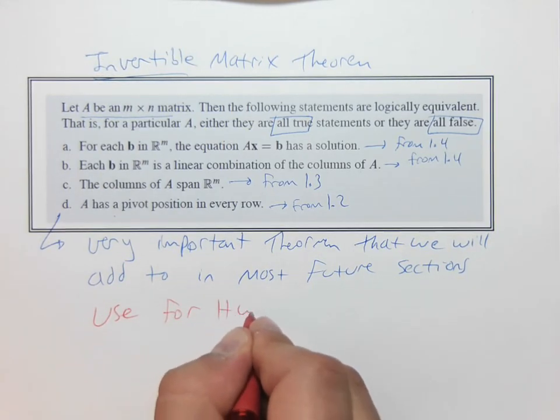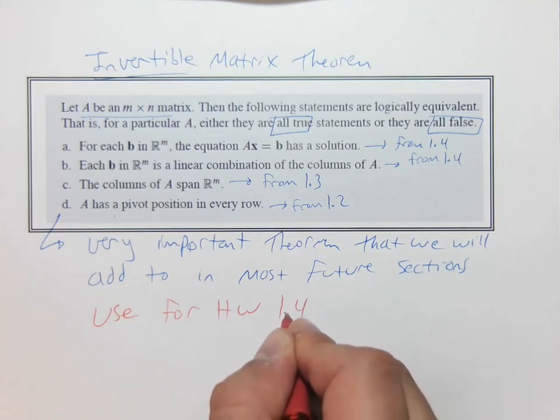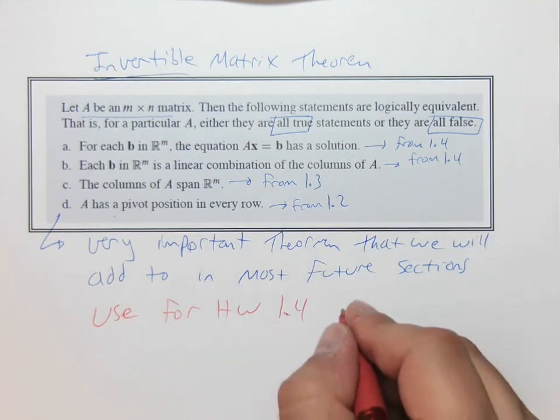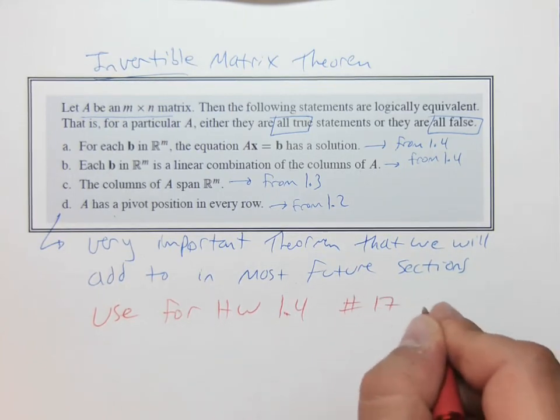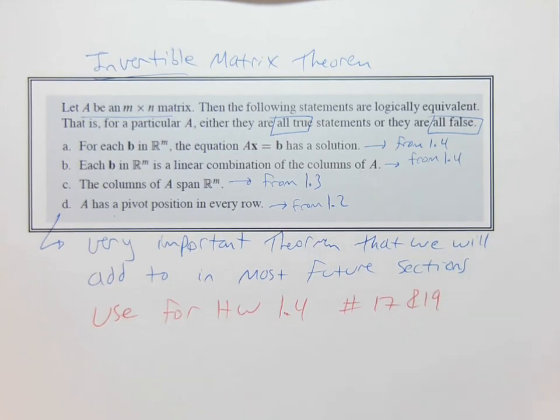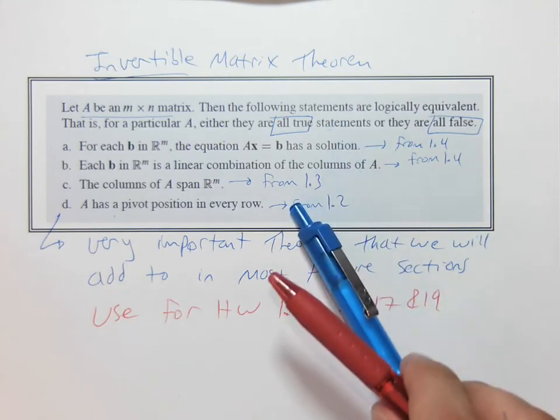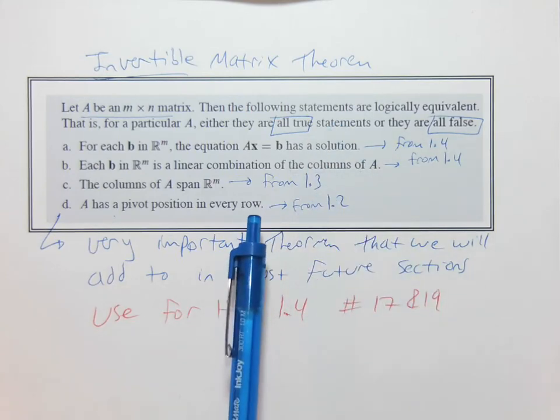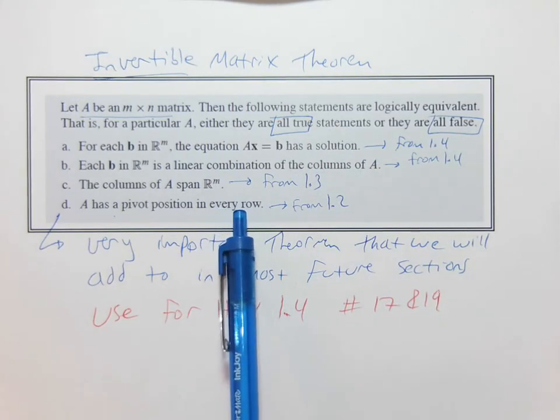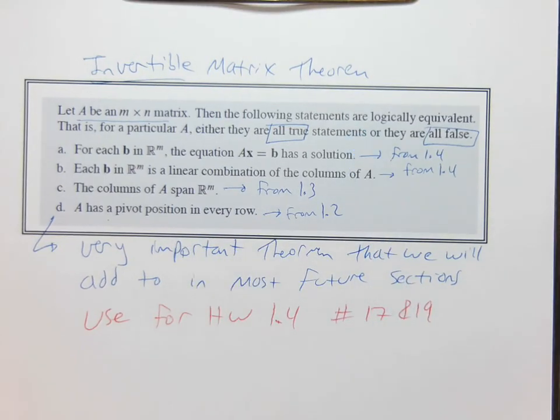And in particular, in 1.4, the first opportunity you'll have to use this is on homework 1.4, numbers 17 and 19. Okay, so when 17 and 19 come up in 1.4, flip back here, you'll be able to tell whether one of those things is true or false, and then it means that all of them are true or false. Okay, I'm happy to talk about that during our meetings.